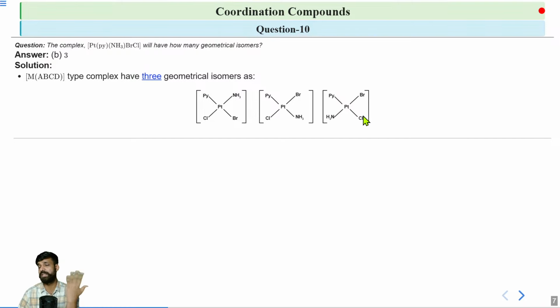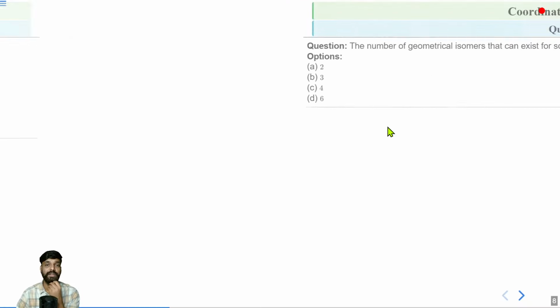So it is a mnemonic to draw it very quickly. You only have to look at the 180 degrees, so there must be a 180 degree relation with each of them. You can take Py as the constant, or NH3 or Br or Cl, it depends upon you. Then you just change the other part. So Py Br, Py NH3 and Py Cl, and then you will ultimately get your 3 geometrical isomers.